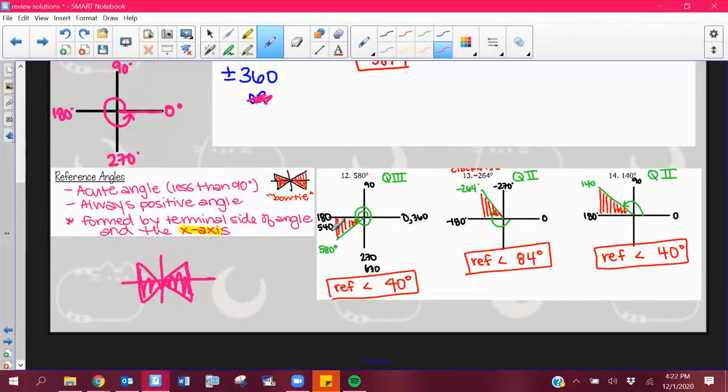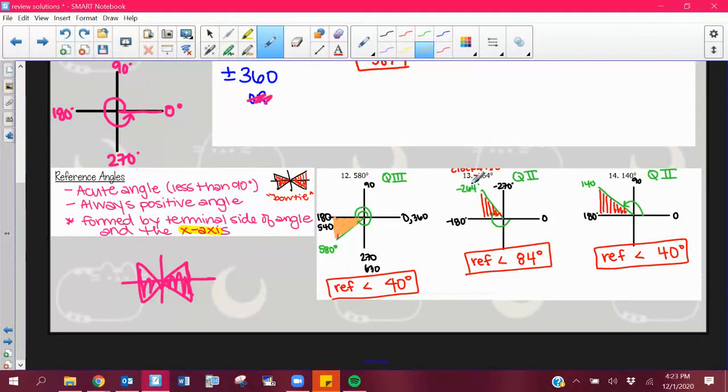The reference angle, again, I'm going to draw it up to the x-axis. And this angle right here is your reference angle, the one that's formed with the origin. So all you have to do is ask yourself, how far away is my angle from the nearest x-axis point? So from 580 to 540 was 40 degrees. Again, it has to be a positive value.